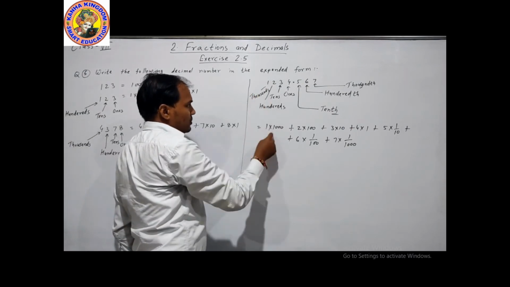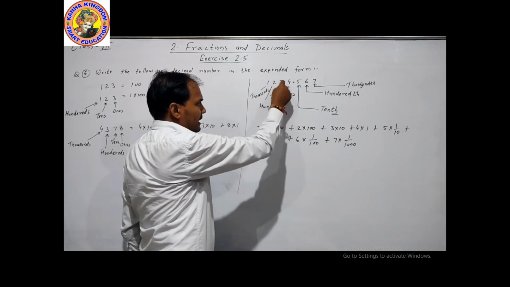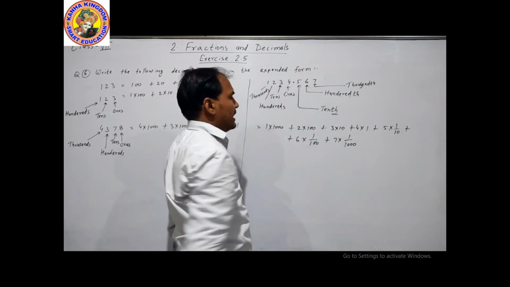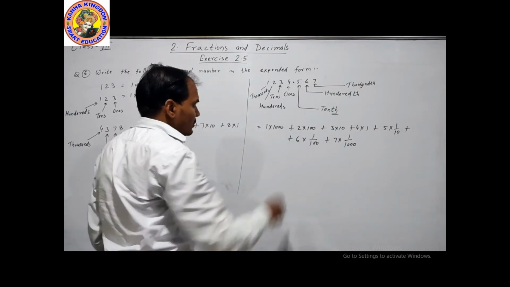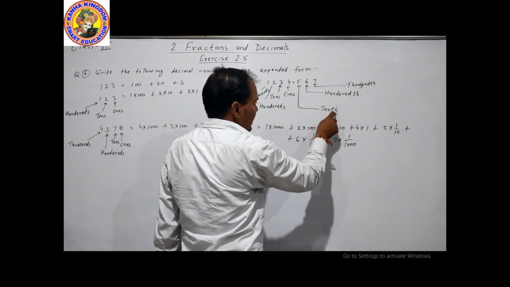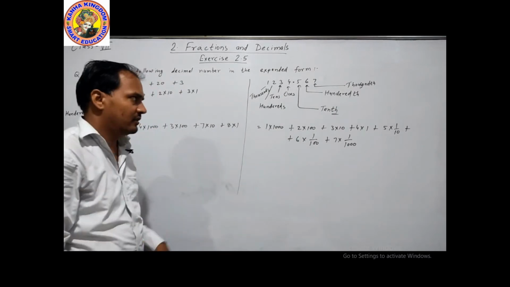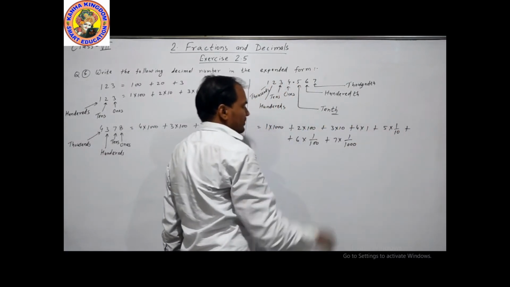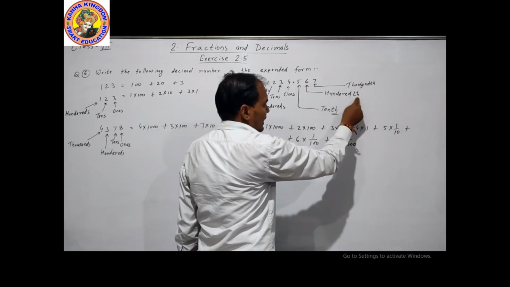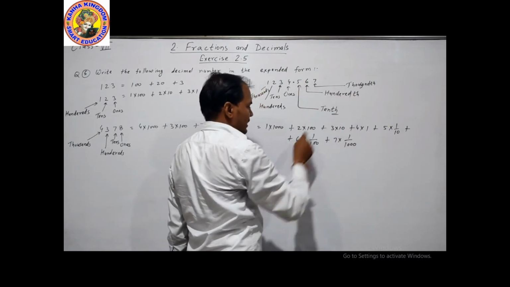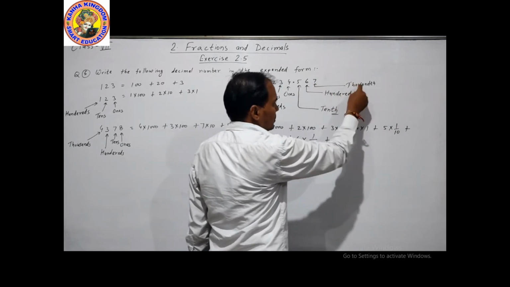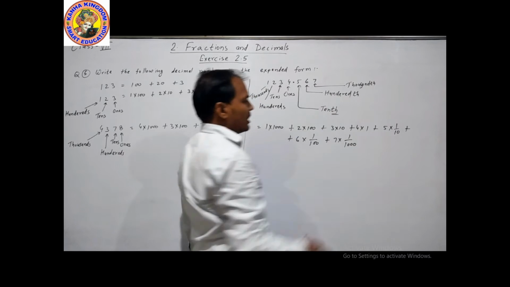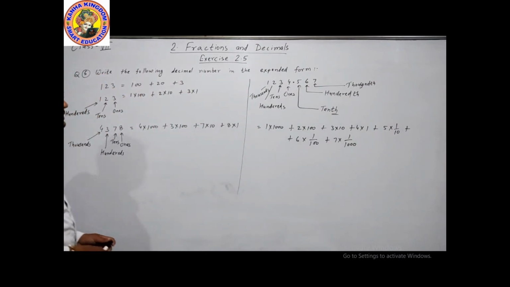1 into 1000, 2 into 100, 3 into 10, 4 into 1. The decimal point will be forgotten. 5 into tenths; "th" means divide by 10, so 5 into 1 upon 10. 6 into hundredths, so 6 into 1 upon 100. 7 into thousandths, so 7 into 1 upon 1000. This is our expanded form.